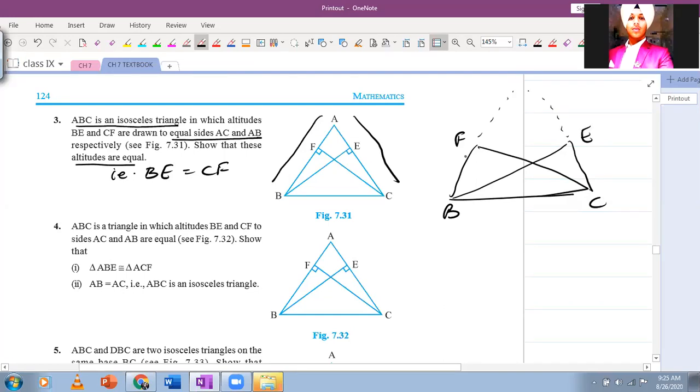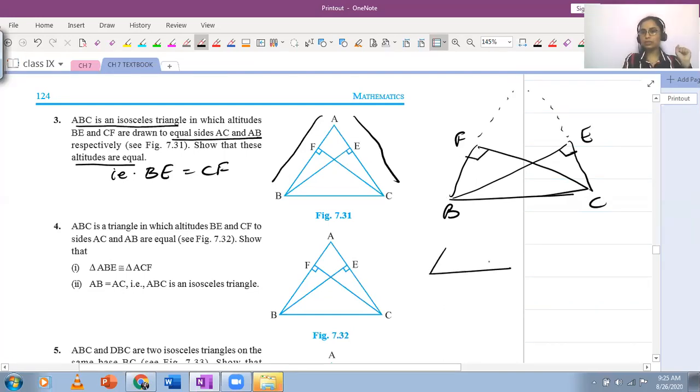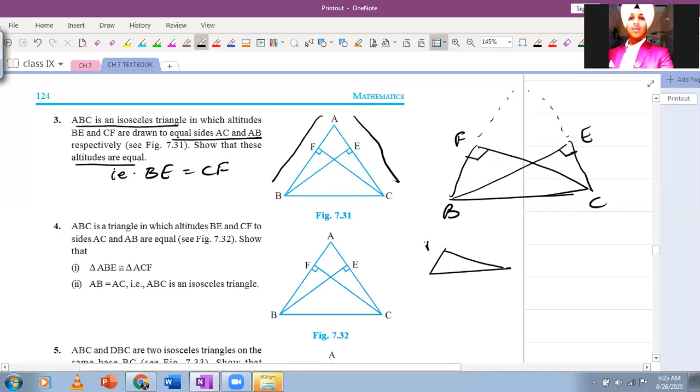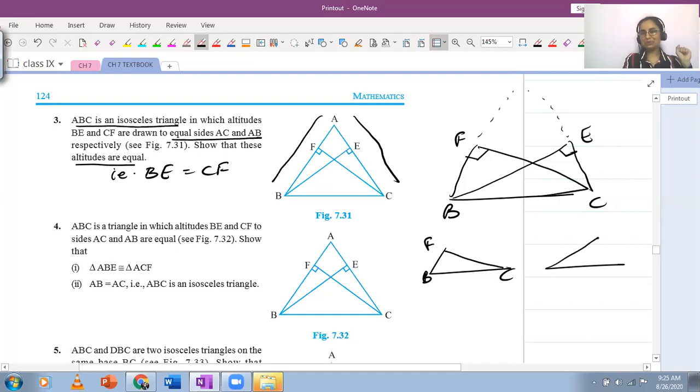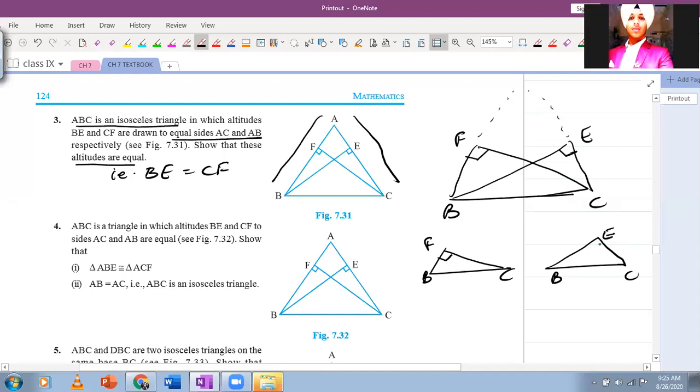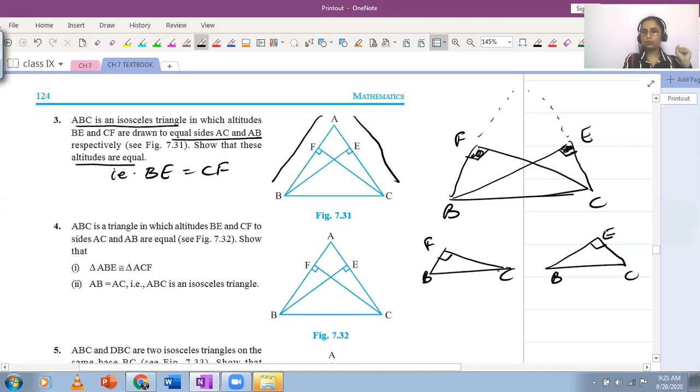Then by AAS. So you have 90-degree angles here. If I had to draw these triangles separately, let's draw. Angle B is equal to angle C also, ma'am. That's correct. I'm just going to draw the two triangles separately. These are the two triangles we want to consider, and we have 90-degree angles formed in these two. I've just shown here. So you want to prove these two congruent.